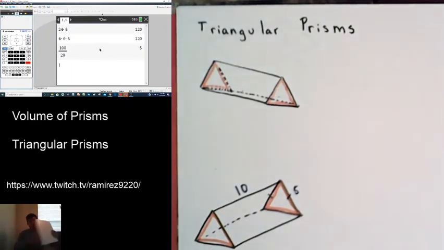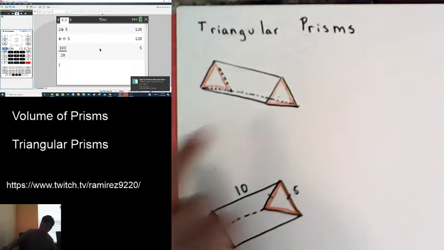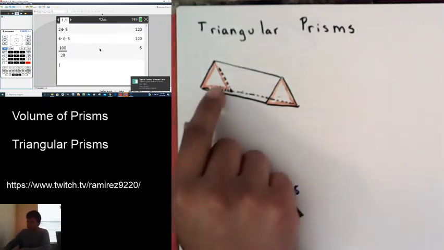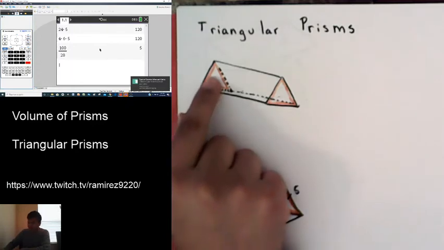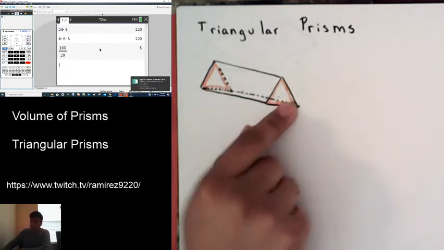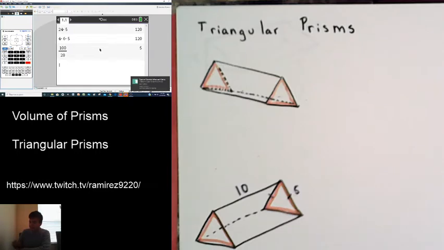A good example that I was showing you guys was this binder right here. So this binder has triangular parallel bases, and they're connected by rectangles. And that's the same thing here. Again, you can see how we have two triangles that are the same and parallel, and they are connected by rectangles. All right. Again, it's kind of hard to visualize it.